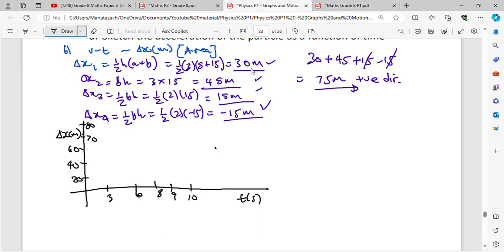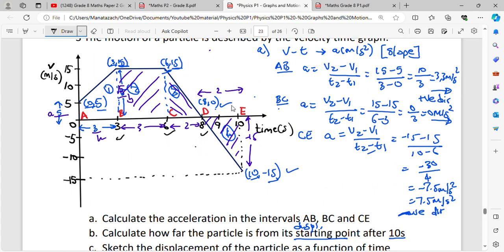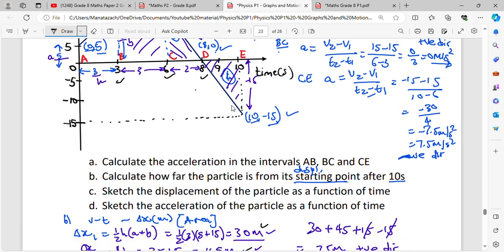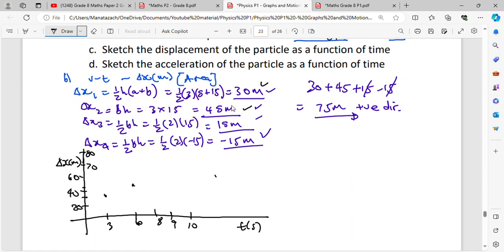Okay, at 3 seconds, the displacement is 30. 30 is somewhere there. Make a point here. And then at 6 seconds, the displacement is 45. 45 is somewhere there. Make a point. And then at, is it 8 seconds? What is it, 8 seconds? So the displacement at 8 seconds at point D after area number 3.